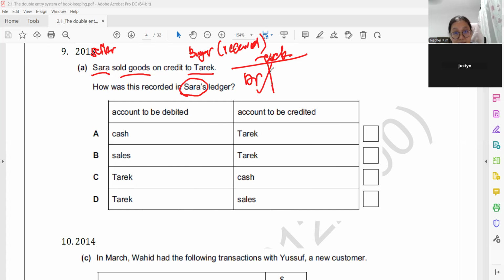Okay, debit side. So how about the account for the sold goods? What is the account on the credit side? Double entry, always one debit, one credit. Yes, correct. So debit trade receivable and credit sales. Okay, next, move on.